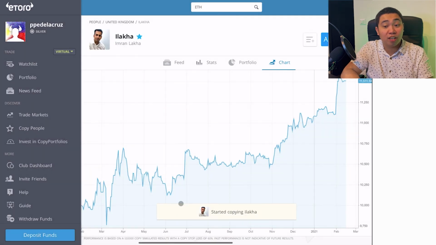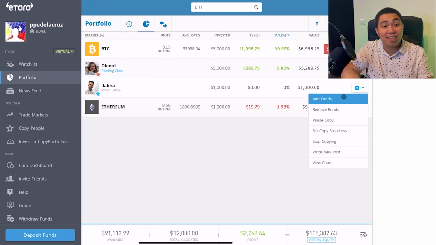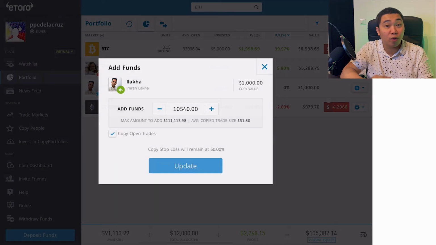Once you click on copy, go back to the portfolio and you would see that person now part of your portfolio as if that person was a stock or a crypto. What you would see here is that there's $1,000 already invested, but since the markets are closed, there are no trades happening yet. However, when this person makes a trade, you're essentially copying whatever trades he or she will be doing. You can then select add funds if you want to top up your investment with this person.